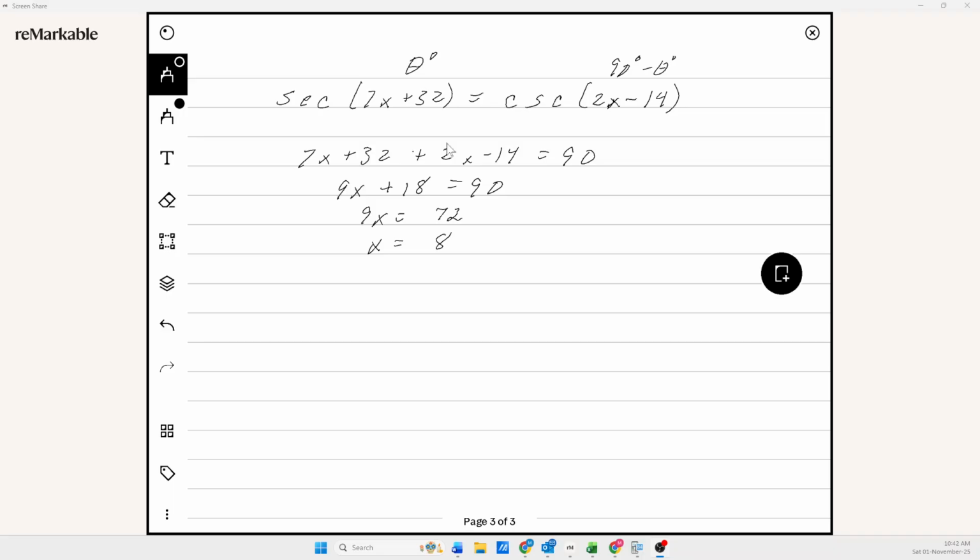So plugging that into this first one, I get 7 times 8 plus 32, and that equals 88. So that means this must just be 2. Right? So this is 88 degrees, and this is 2 degrees. And we can do the same thing with radians if we wanted to.